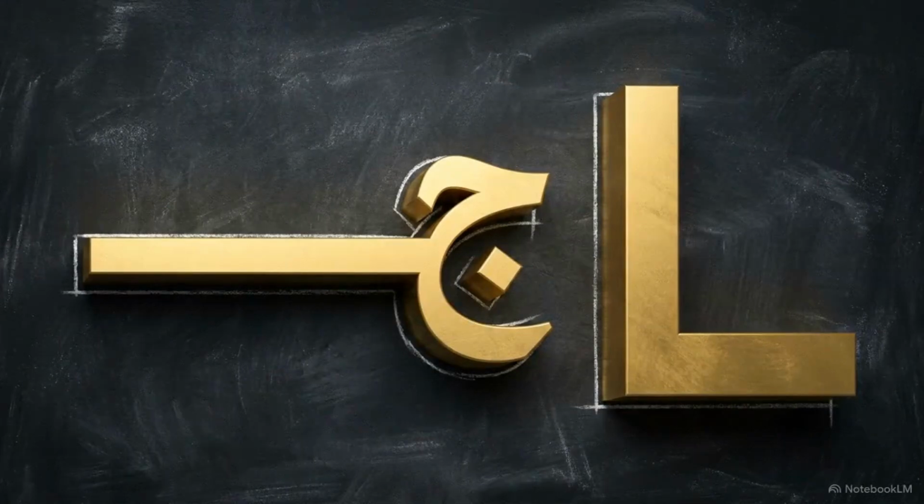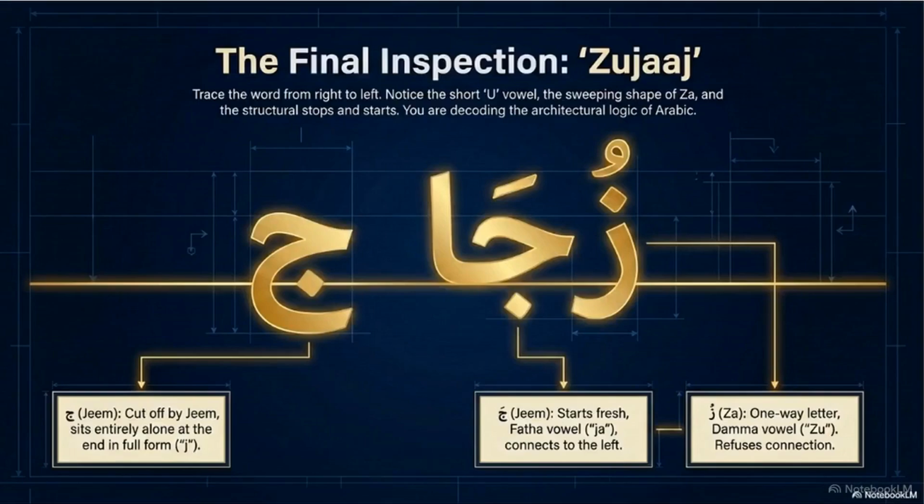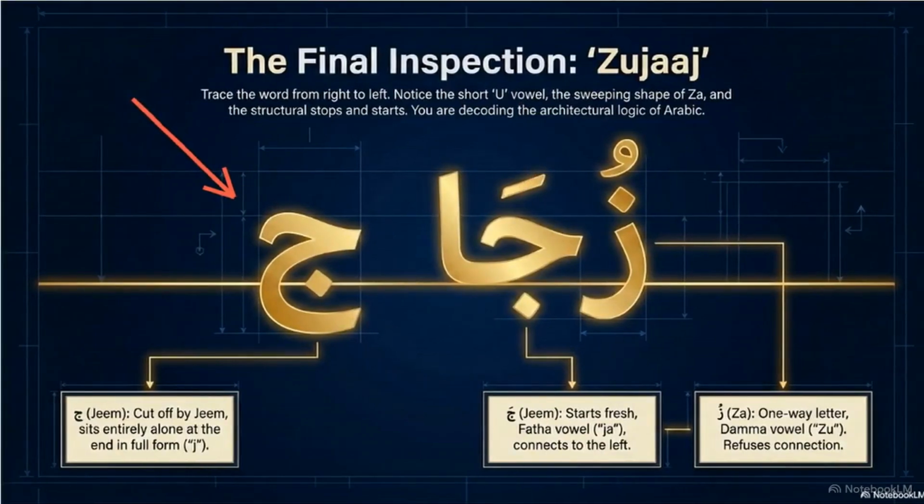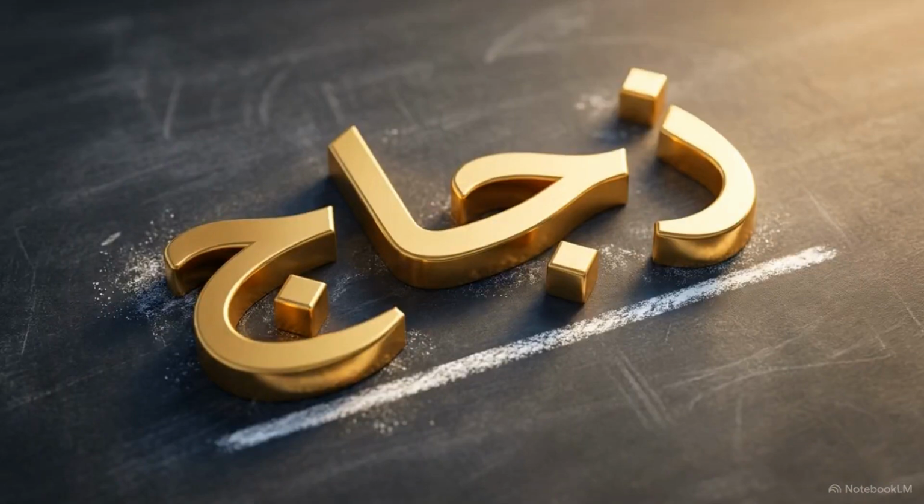Let's decode Zujaaj from right to left. First, Za with a Damma vowel, Zu, is stubborn, forcing a break. Next, Jim with a Fatha, Ja, connects left. Alif accepts this, but stubbornly refuses to connect left, leaving the final Jim isolated. By analyzing gravity, sound, and connection types, you have successfully reverse-engineered the logic of your first complex Arabic word.